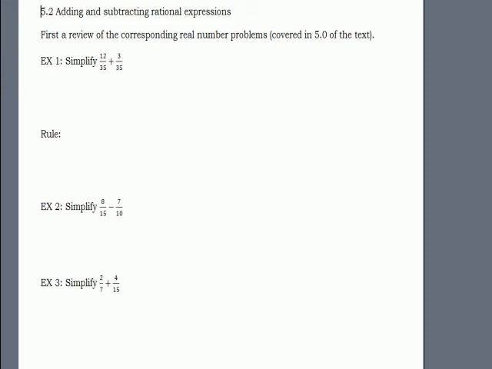Hi all, in this video we'll look at adding and subtracting rational expressions. Please try to work through these problems before you watch the video and then go through the video to make sure you're doing things correctly.